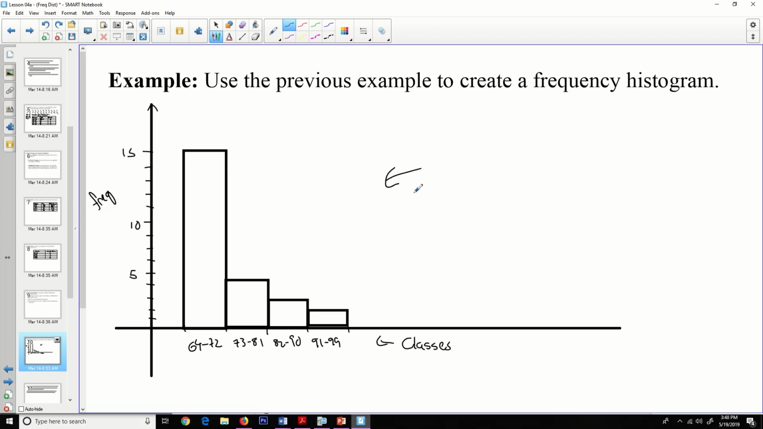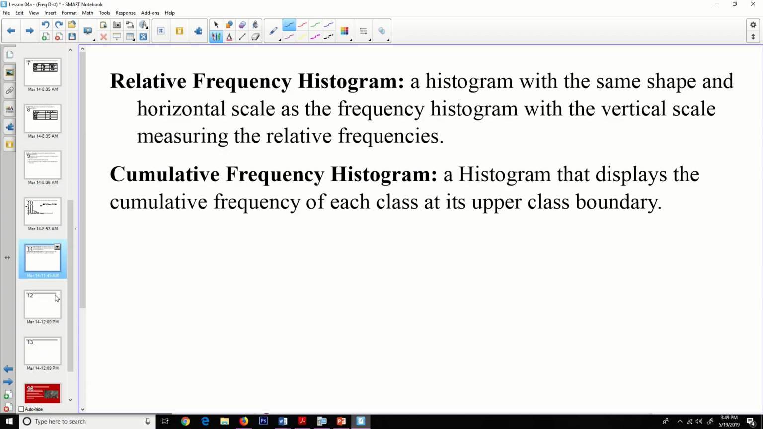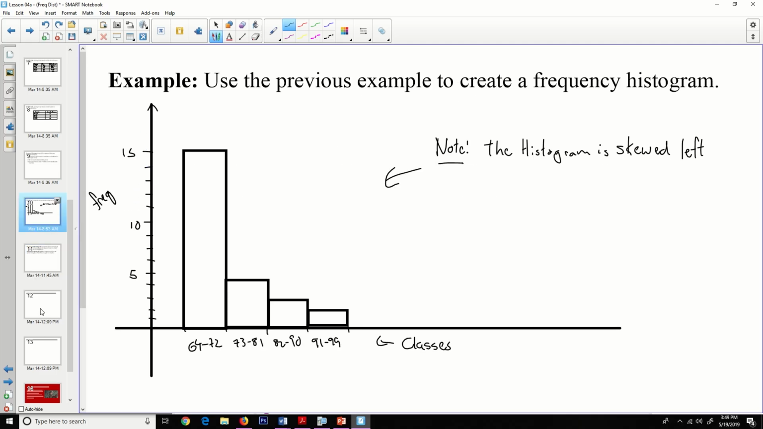And so we should note, and we're going to talk about skew, but just as a preview to what's coming up, we should note this data, the histogram, is skewed, S-K-E-W-E-D. Next one, relative frequency histogram. We'll do a relative frequency and a cumulative frequency histogram in the last 2 examples. A relative frequency histogram has the same shape and horizontal scale as the frequency histogram with a vertical scale measuring the relative frequencies. So instead of a count, we're going to write down the percentages.